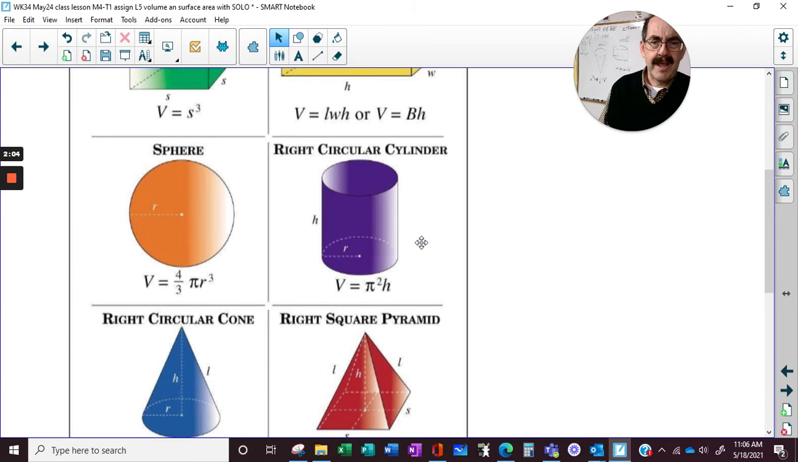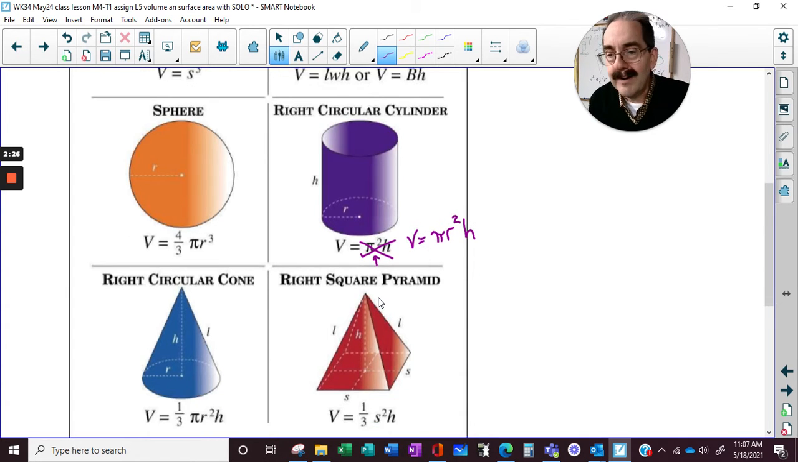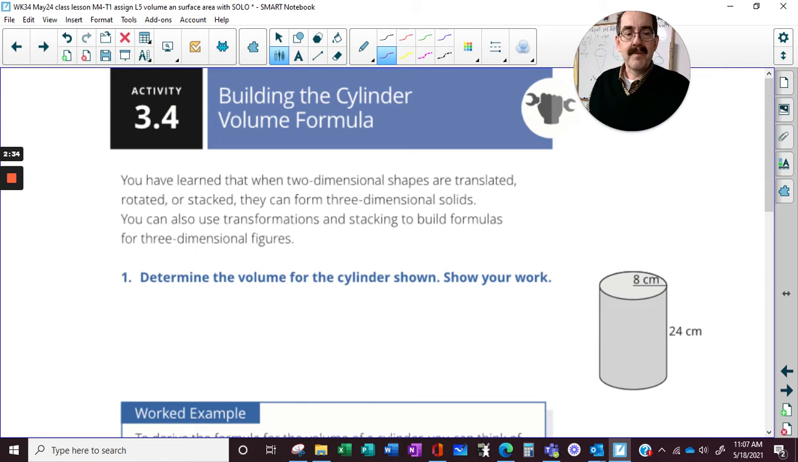Pi r squared h. And if you notice, there is a typo, and I miss it every year, so you might want to grab your cheat sheet and fix it. The volume is pi r squared h. They forgot the r in there. Ugh. And I forget every year. Okay. And then we've got our right circular cone and these pyramids. We're not going to get to pyramids this year. All right. Let's get started.